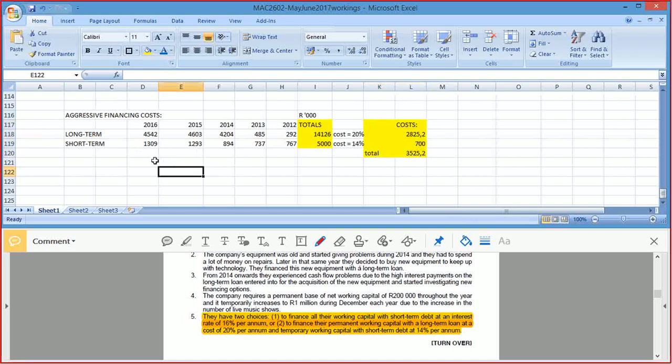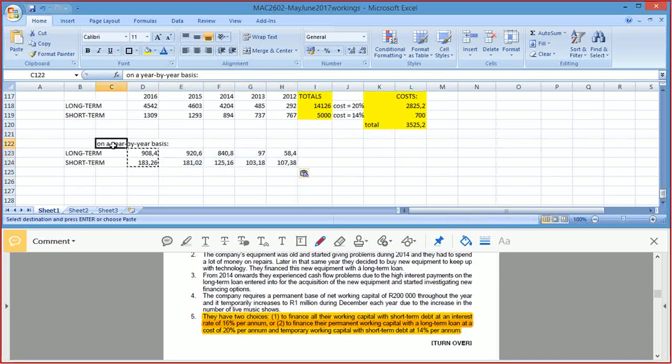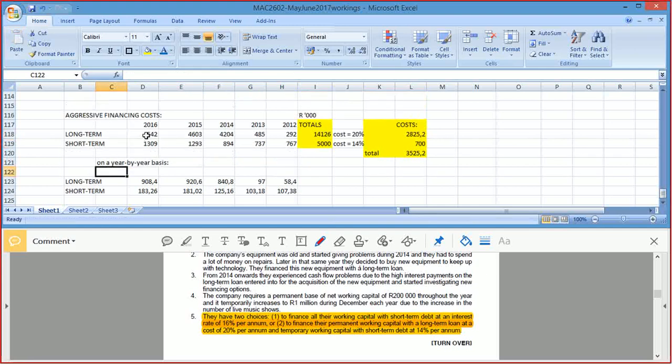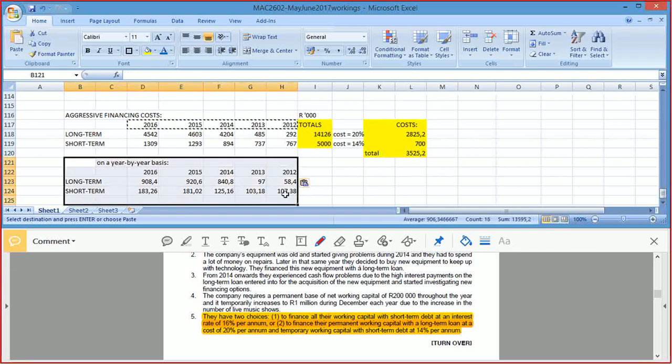Now you could do the same thing for every single year if you wanted to. So if you wanted to do it on a year by year basis, I would literally do this for every single year, and the short term times 14%. Then I would do that for all those years, for 2016 to 2012. But I don't think they're going to want all of that. Okay, but I could be wrong. You never know. So if you wanted every single year, then you'd have to do that.